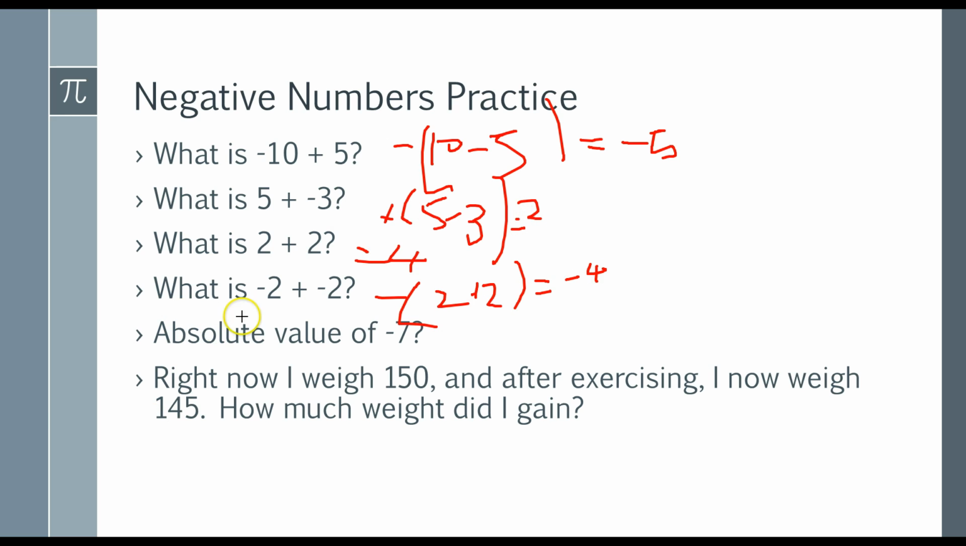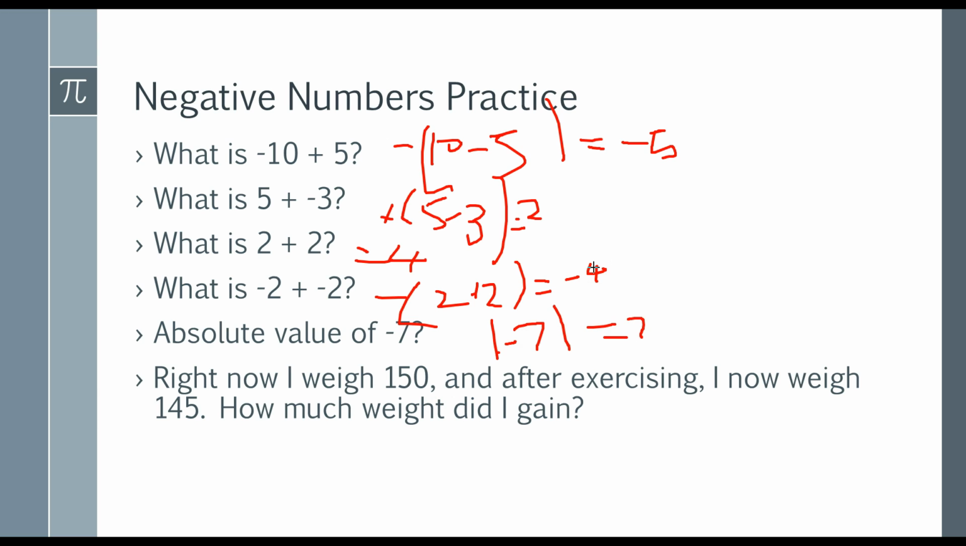The absolute value of negative 7 is just the distance on the number line from 0, and for negative numbers, it's just the positive version of it. The answer is 7.